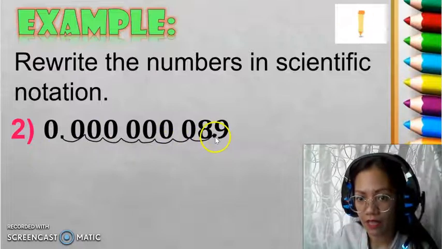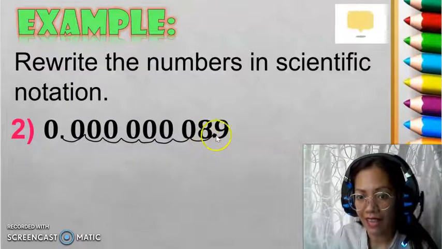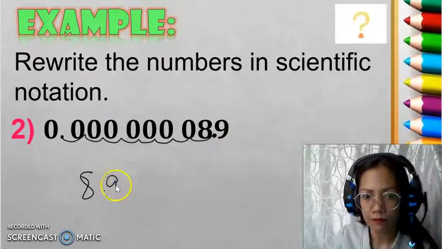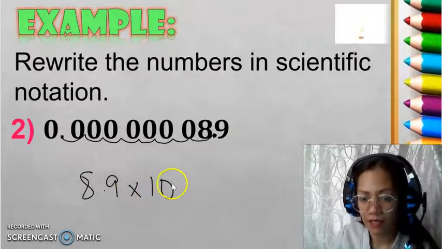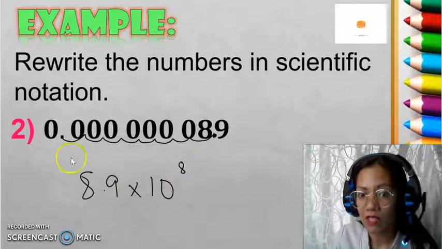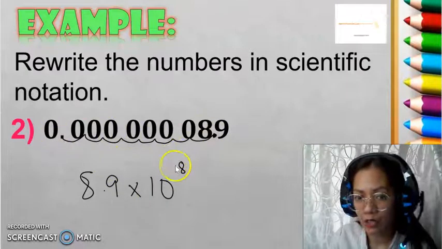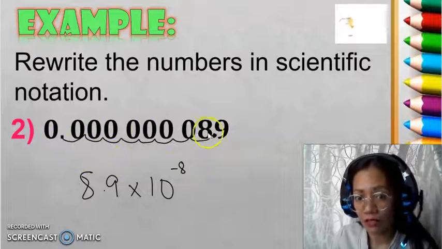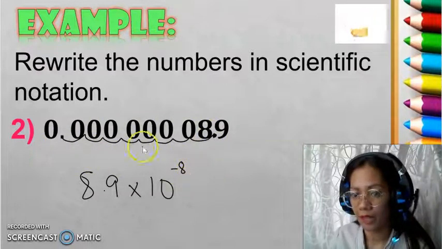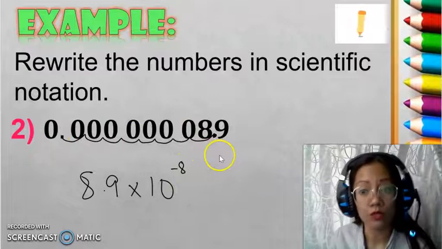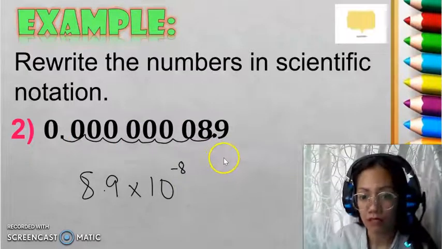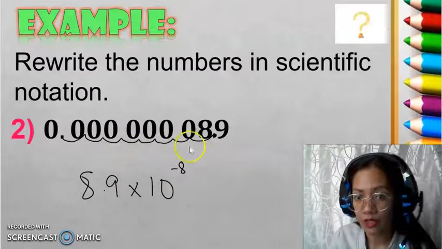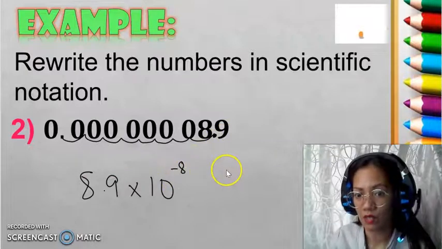So we'll stop here, and then we'll have 8.9 times 10 raised to 8. But since you moved to the right, you will have a negative exponent. So that's the catch. If you go to the right, it's negative. Earlier in example number 1, we went to the left, so we had a positive exponent. This time, we go to the right, so you'll have a negative exponent.